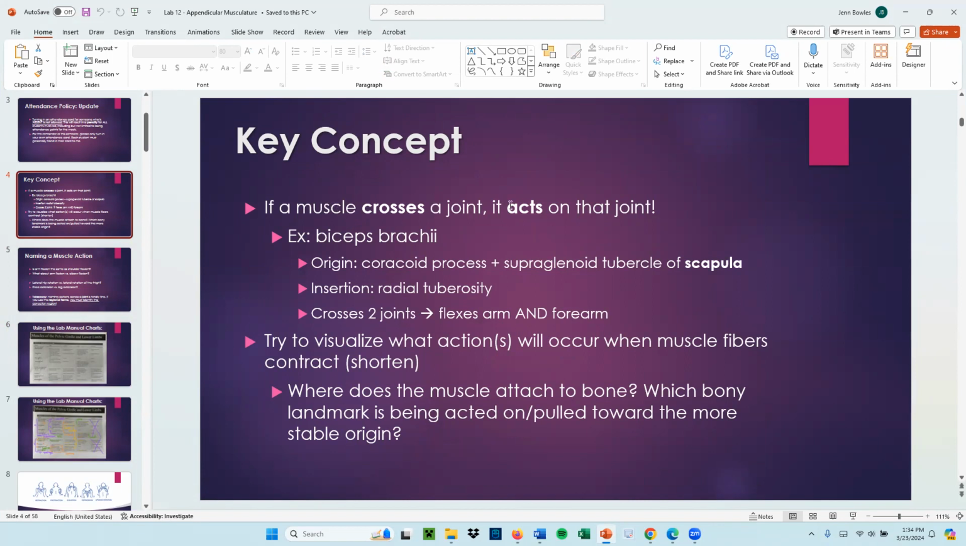Remember, if a muscle crosses a joint, it's going to act on that joint. So if I include any hints in my questions about muscle actions, and you know or suspect you have the right muscle, ask yourself, does this muscle cross the joint? Does it make sense that my answer aligns with the hints I'm given? So if you get a question asking you to identify biceps brachii, and I tell you this muscle flexes the arm and the forearm, or this muscle crosses the elbow and the shoulder, those kinds of hints can help you if you are familiar with the actions of a muscle.